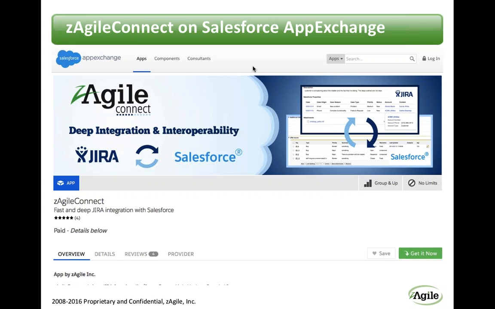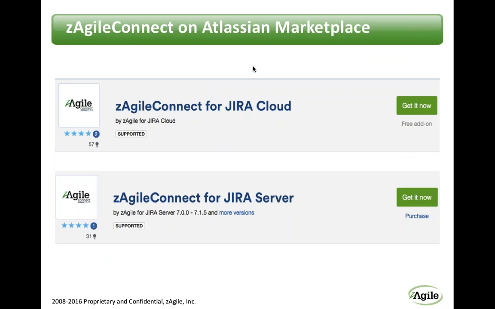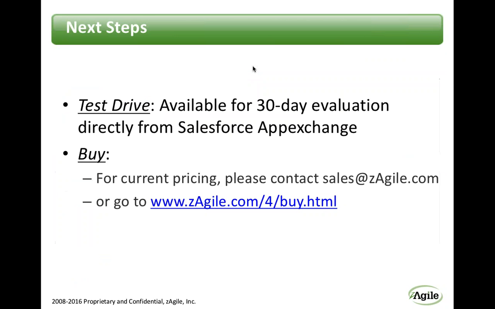zAgileConnect is available on Salesforce AppExchange, as I mentioned before, as well as the Atlassian Marketplace, both Jira Cloud and server instances. And it's available for a 30-day evaluation. Also, by the way, the demo that we just did, both Jean-Pierre and myself, was done using our test drive version, which is available for you also to log in and play around with directly off of the AppExchange. So the most recent version of the product is always available there if you want to just play around with it and check it out.